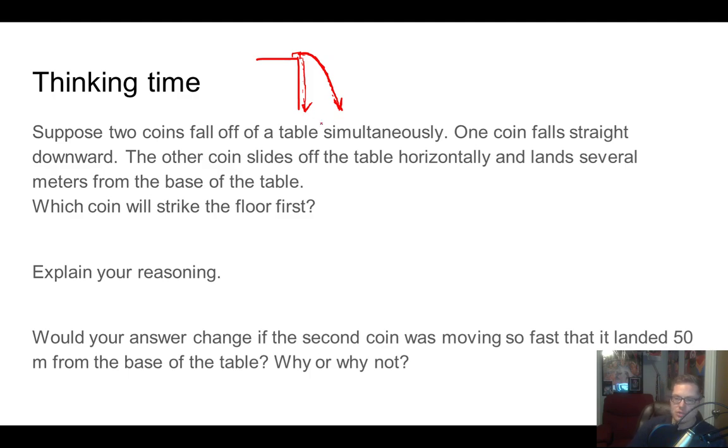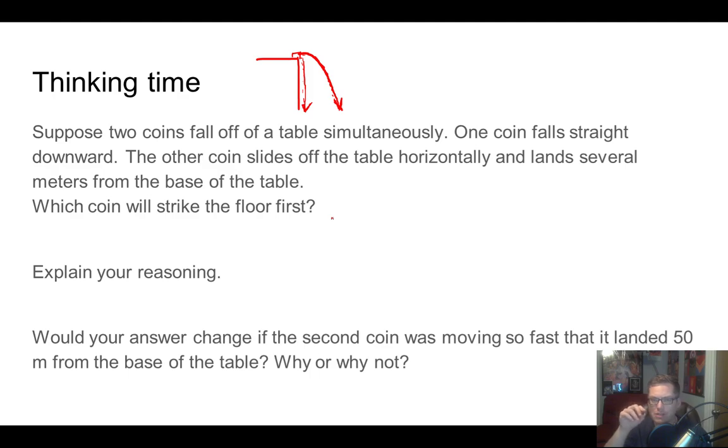So which coin would strike the floor first? Well, we know that two objects dropped from the same height fall with the same acceleration. So they'd have to hit the ground at the same time, because they're dropped from the same height, and both of their vertical velocities are the same. They're both 0, they're both in free fall. The one difference is that the one that was slid off the table has a horizontal velocity.